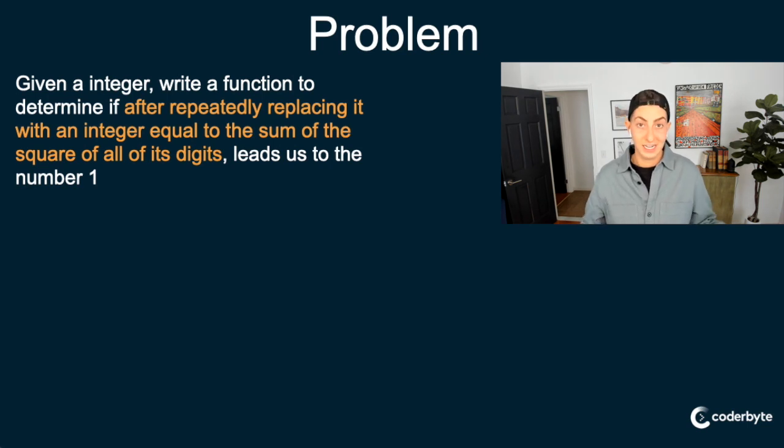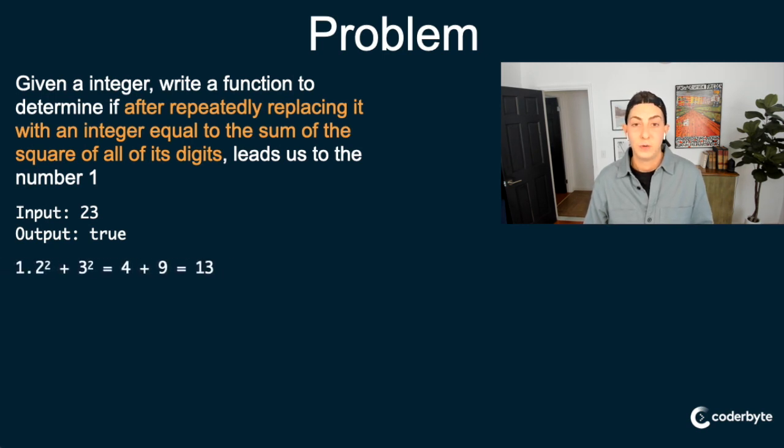So given an integer, write a function to determine if after repeatedly replacing it with an integer equal to the sum of the square of all of its digits, which is kind of hard to imagine, but I'm going to show you an example in a second, leads us to the number one. So let's look at an example of this. Let's say we have an input of 23. The output we would expect would be true. And why is that? Let's go through this step by step.